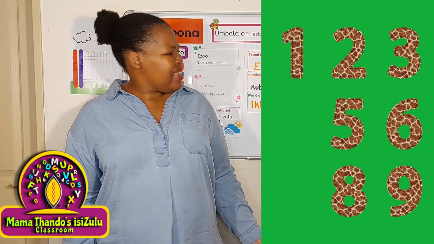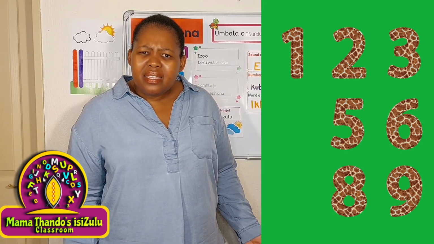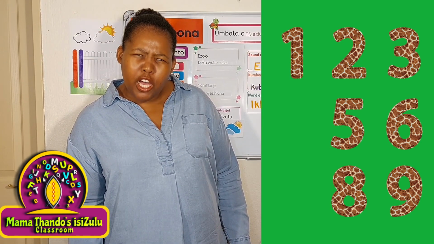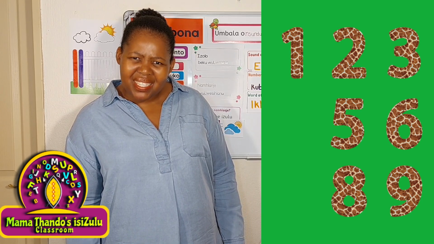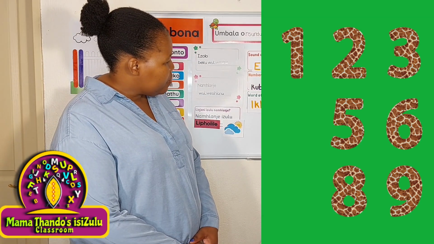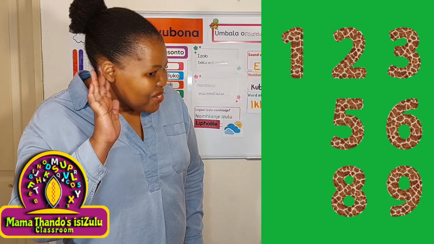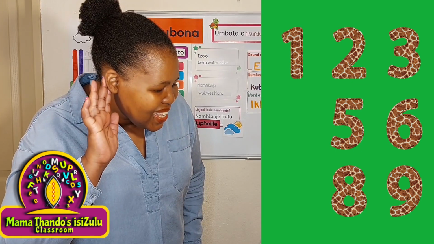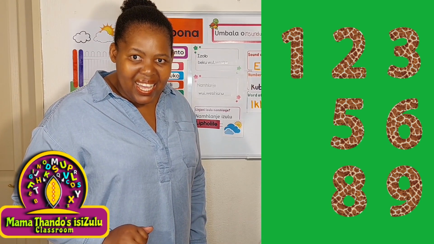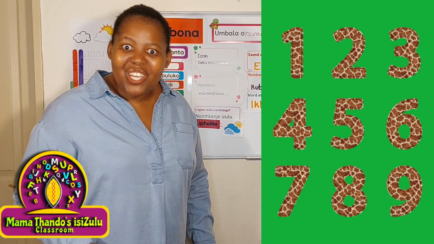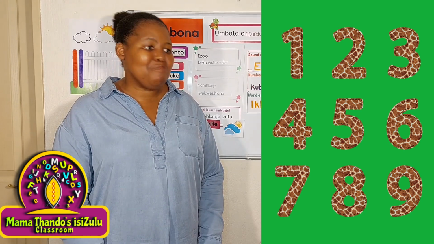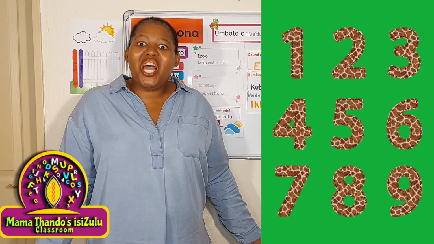Now, look at these numbers. There's something wrong here. Can you help me find the missing numbers? What are they? What did you say? Uthini? Did you say kune and isikhombisa? You're right. Kune and isikhombisa are the missing numbers. Now we have all of them.